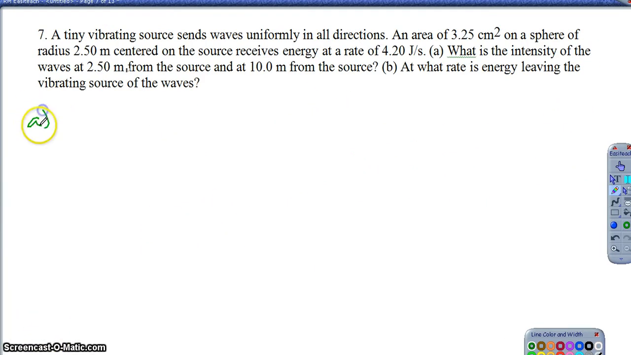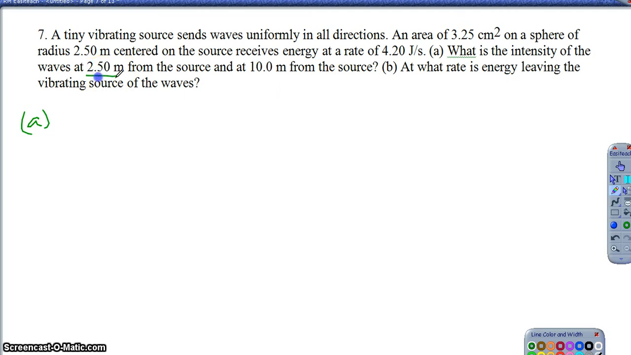This question is definitely a good question for opening it up a little bit more. It's not quite as straightforward plug and chug. There are a few more tricks to make sure you're paying attention to. So part A asks us what is the intensity of the waves at both 2.5 meters from the source and 10 meters from the source.